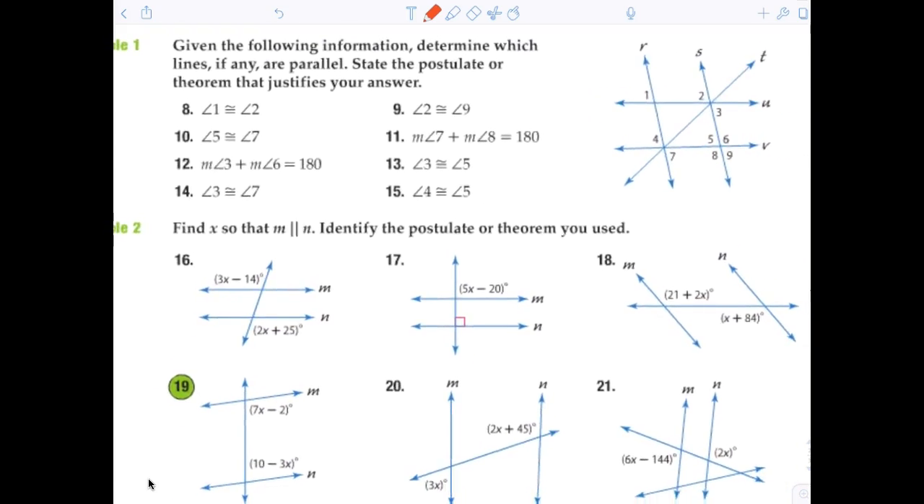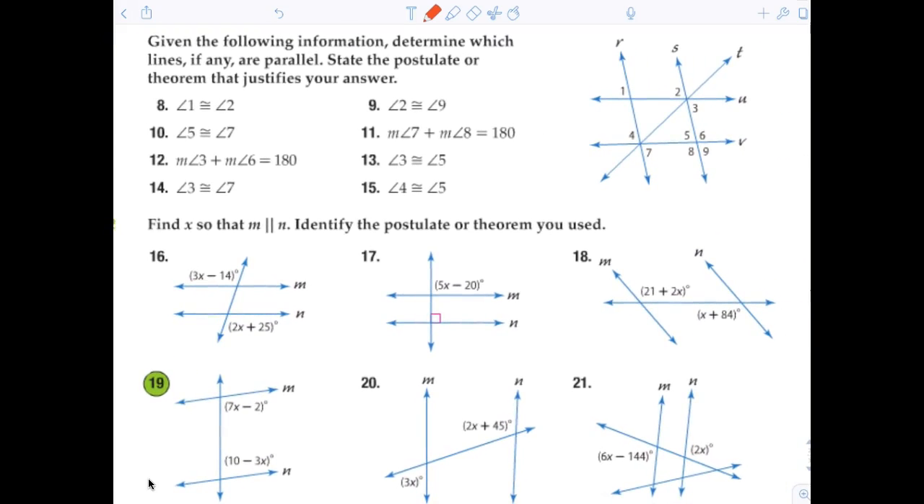All right, here we go. Let's take a look at question number 8. Given the following information, determine if any are parallel. State the postulate or theorem that justifies your answer. All right, so here we go, guys. I'm just going to go through these. 8. I want to look at 8. Angle 1 and angle 2. What two lines are parallel? R and S by corresponding angle.